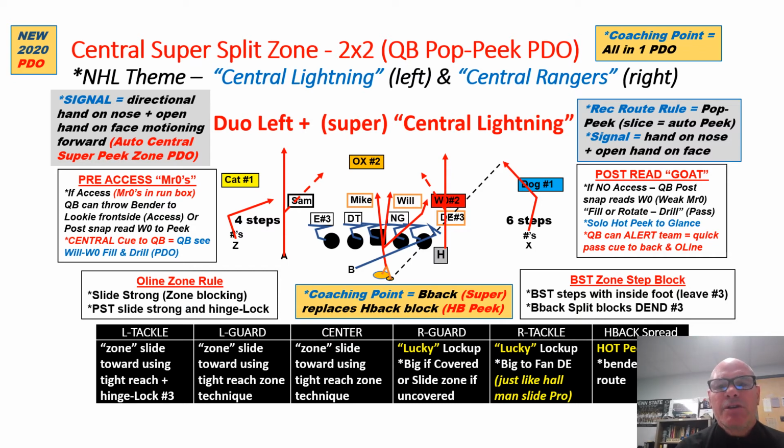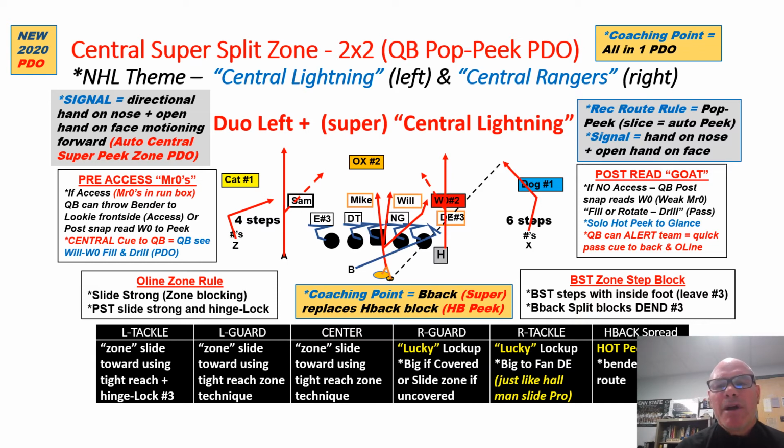It's up to you. But what's going to happen now is we've added the H into the route. So again, the quarterback will still look for free access on the SAM when we're running split zone. If he doesn't have free access, then it's a post-snap read, the same against the weak Mr. Zero, but now we've added an extra receiver.